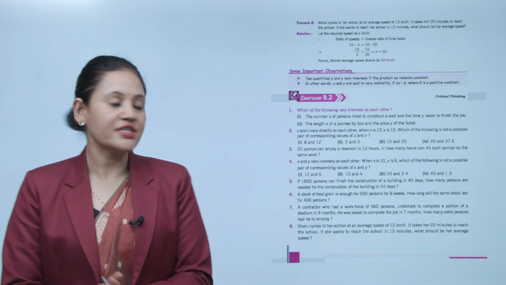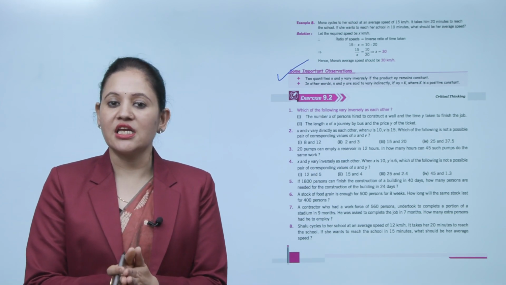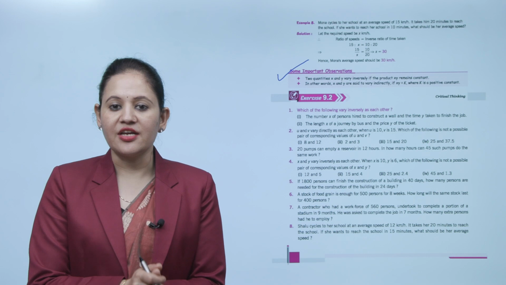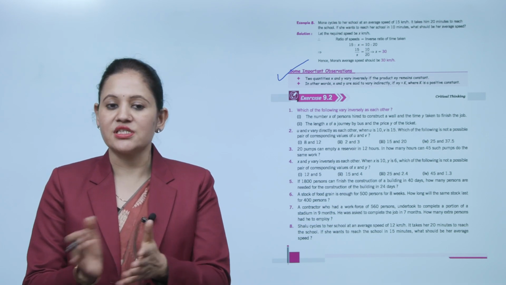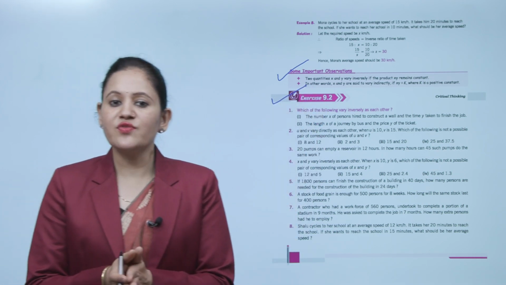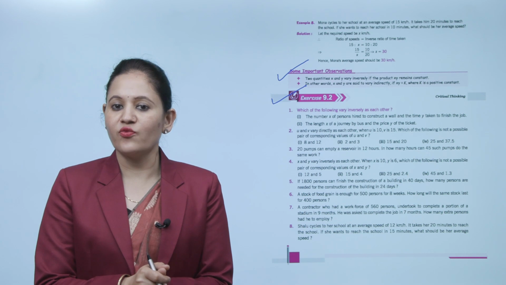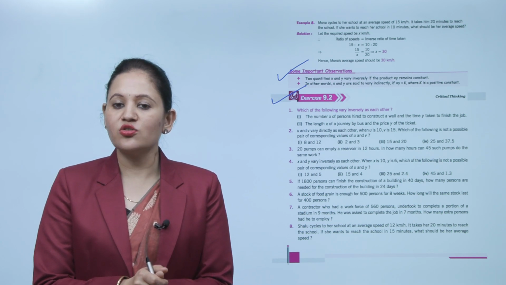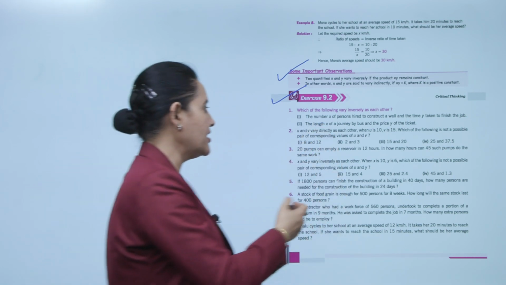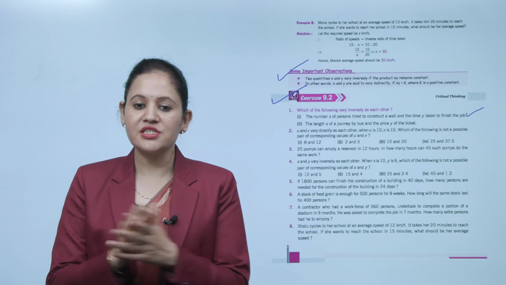Next are some important observations. Two quantities x and y vary inversely if the product xy remains constant. In other words, x and y are said to vary inversely if xy equals k, where k is a positive constant. Next, exercise 9.2. Which one of the following varies inversely as each other? Number x of persons hired to construct a wall and the time y taken to finish the job. Here we know as the number of persons increases, the time will decrease. So, this is the case of inverse proportion. Clear? Practice all the questions of this exercise.